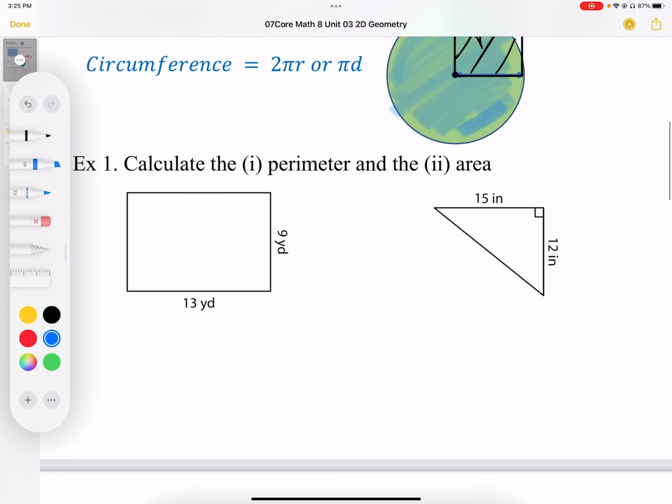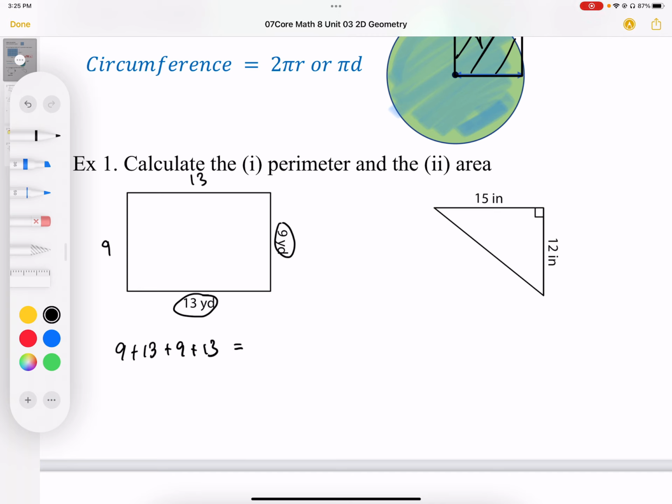So we'll start with perimeter. So if I'm going to calculate perimeter, I'm just going to count along the outside. So I get 9 plus 13 plus 9 plus 13. That gives me all the way around the outside. So 9 plus 13 plus 9 plus 13.